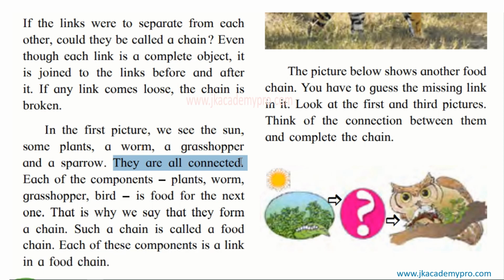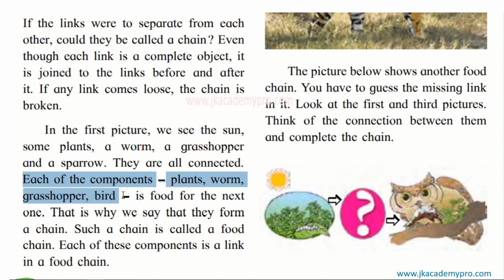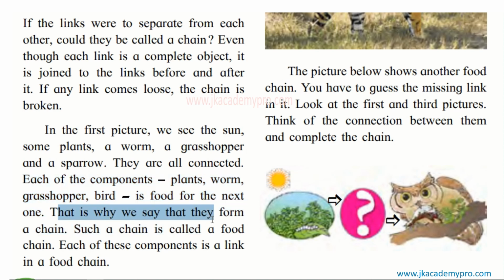Now, I told you, isn't it? I told you to reflect on a question. We'll come to that now. Each of the components, that is plants, worm, grasshopper, bird, is the food for the next one, isn't it? They have to eat that food, just like we eat our food. So they also need that food. And that is why we say that they form a food chain. So they are like a chain.